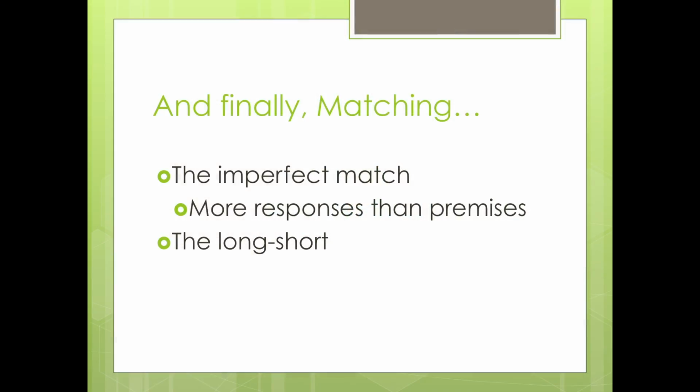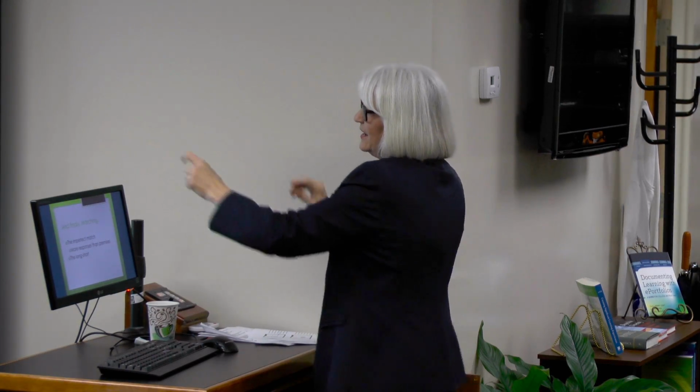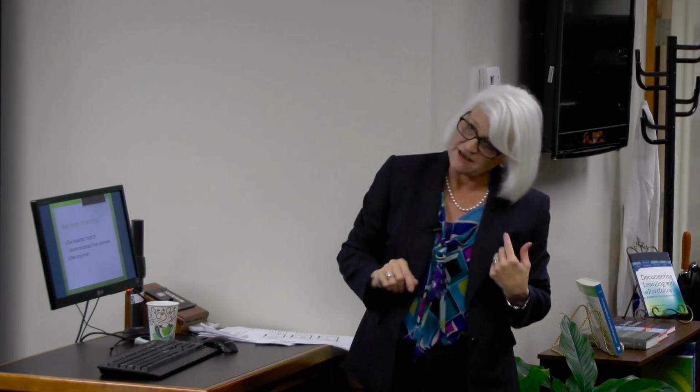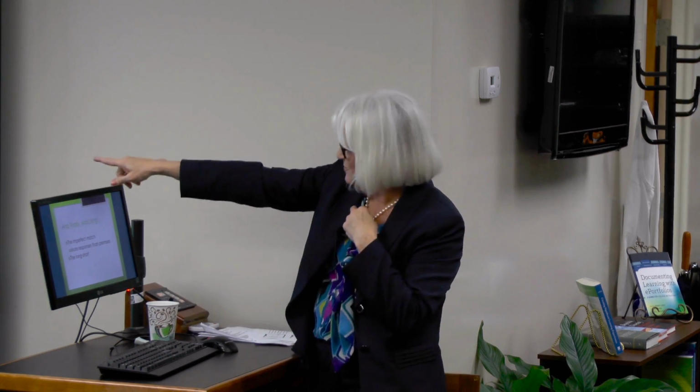Okay, then matching, the imperfect match. What that means is the questions you ask, or I forget what the right term is, on the left-hand side, and then the options or the choices, you should have more, so that it's not the same 5 here and 5 here. Because if they know most of them, they can figure out which ones they don't know by a process of elimination. And again, you want to know what they know and what they don't know. There it is. Responses and premises.